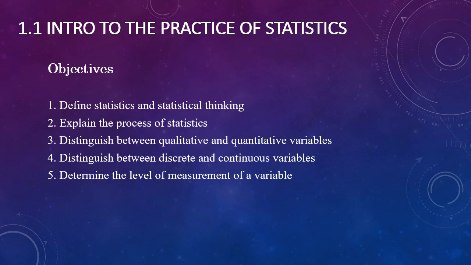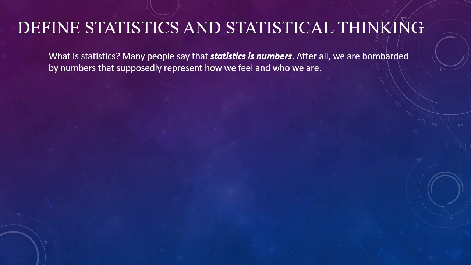So let's get started. In Chapter 1.1, Introduction to the Practice of Statistics, we're going to go through 5 different objectives. First, to understand what statistics and statistical thinking is, and to explain the process of statistics. Then I'm going to start with distinguishing between qualitative and quantitative variables, distinguishing between discrete and continuous variables, and determining the level of measurement of a variable.